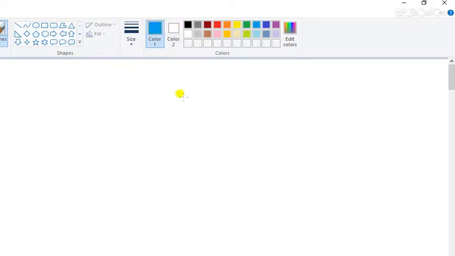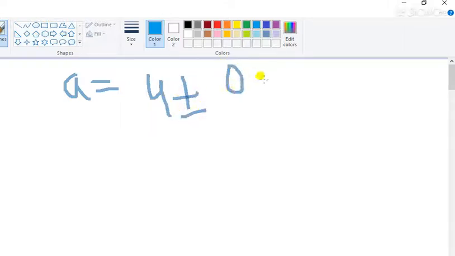So here I am taking one example. Let's suppose the side of a square is given by A equal to 4 plus minus 0.2. So you can solve it now in two ways.